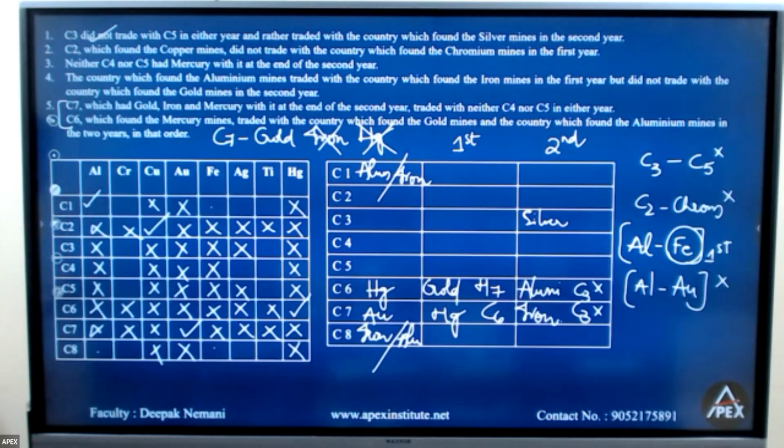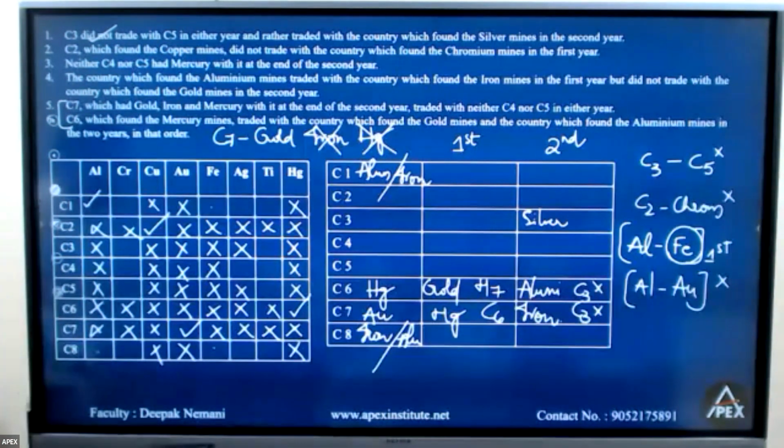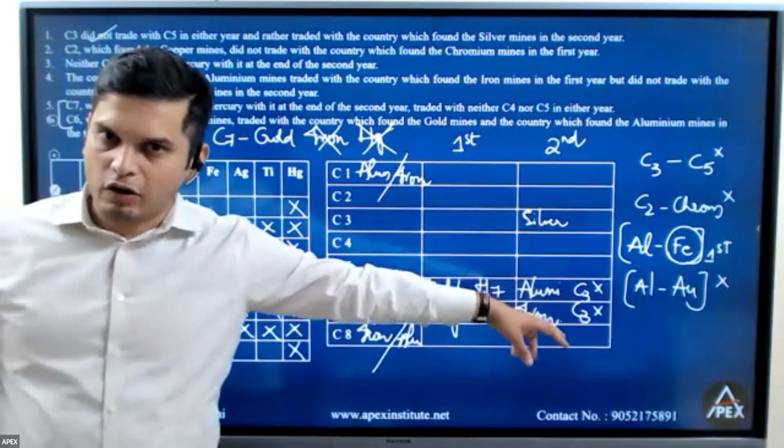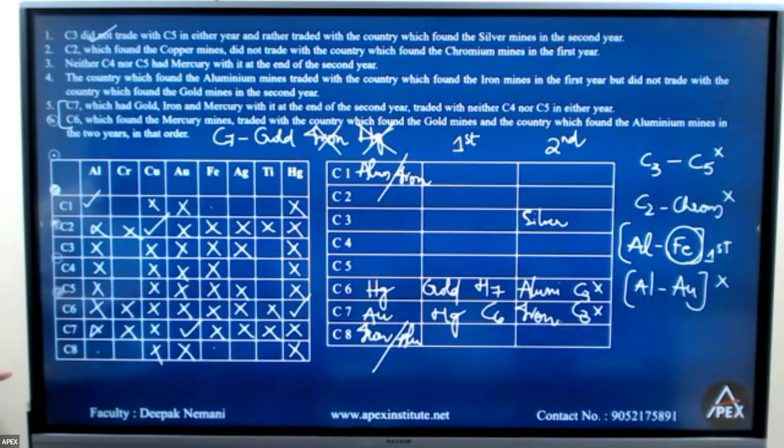Now you will have one more condition between C2 and C5. Try solving this set, otherwise we'll discuss this in the next class. This logic is understood, right? This cannot be C3. Similarly, you'll have one. And I remember while solving, I got one condition with respect to C2 and C5.